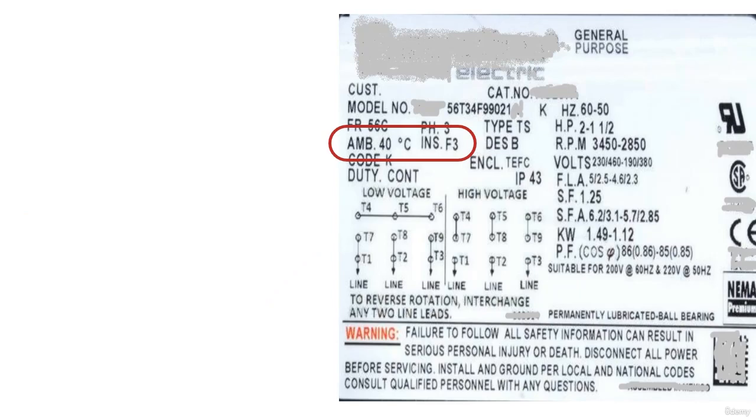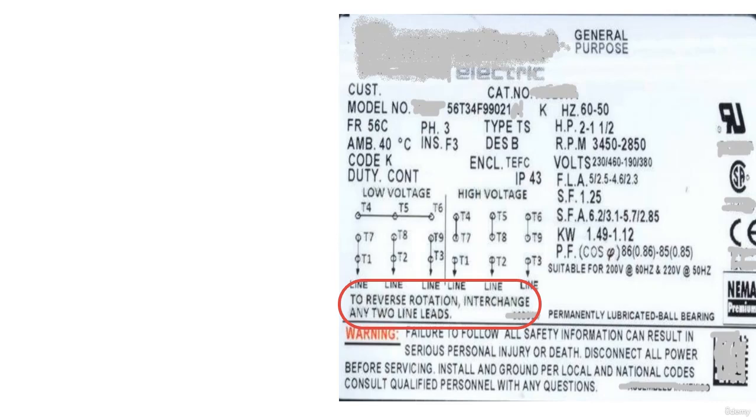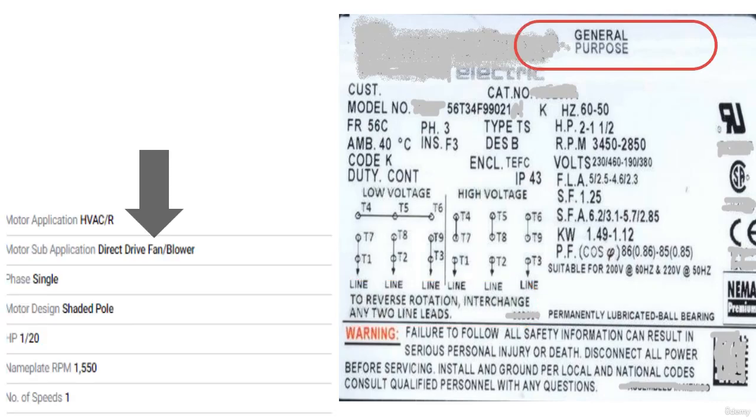Then you get into temperature ratings. Does the motor run clockwise or counterclockwise? How does this particular manufacturer determine rotation? Is it a reversible motor? And what is the application? If you are in doubt, you should always consult the equipment manufacturer.